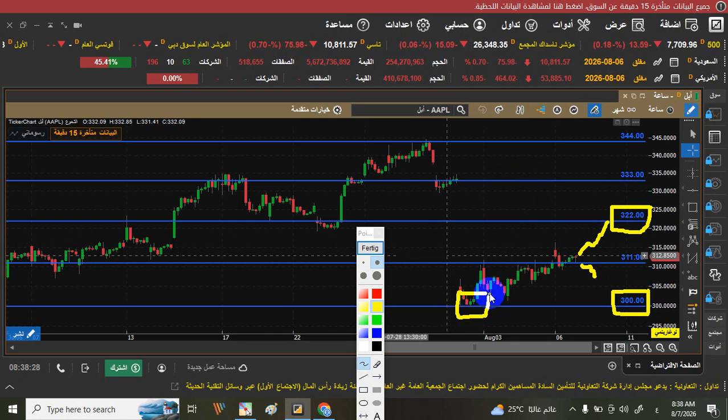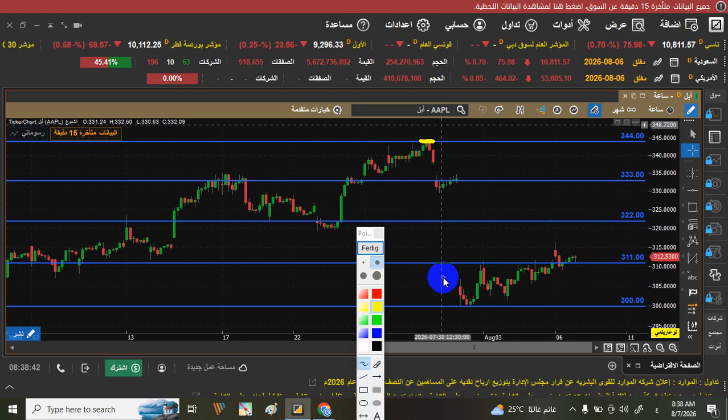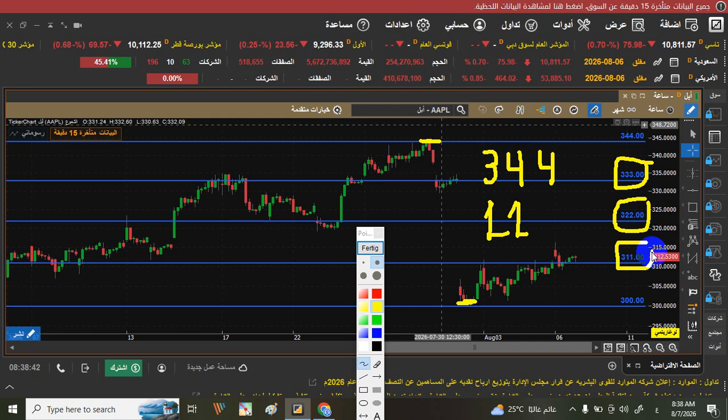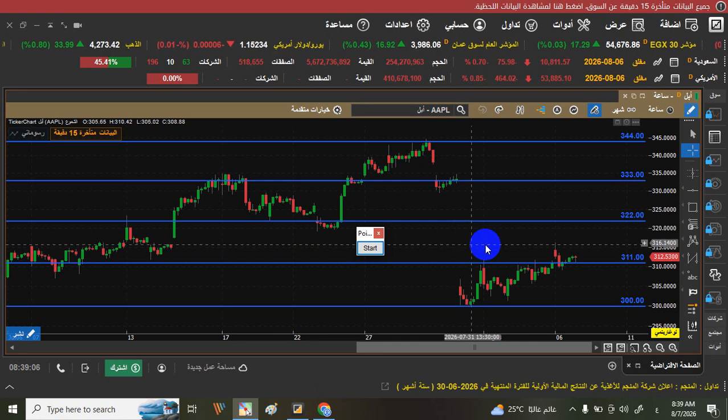So the whole thing is easy and simple. You look at the last peak in the stock or the last trough in the stock. If you want to work on the peak, work on it. If you want to work on the trough, work on it. We take 3 plus 4 plus 4, giving us 11. So as the stock is going down, it will start respecting the 11-step levels. You start subtracting 11 from 344 and draw a line, subtract 11 and draw a line, subtract 11 and draw a line, and so on.